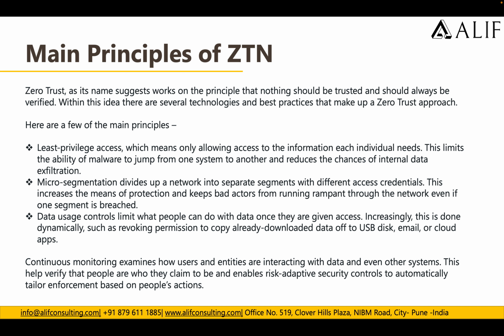Another thing is you can put restrictions on connecting external devices, emails, and all your cloud apps. So these are the three main principles which are very important for zero trust networking. Another thing is continuous monitoring: examine how users and identities are interacting with data and even other systems. You have to continuously monitor the data, how two systems are getting interconnected to each other, or how other users or entities are interacting with that specific information. So these are the main principles.